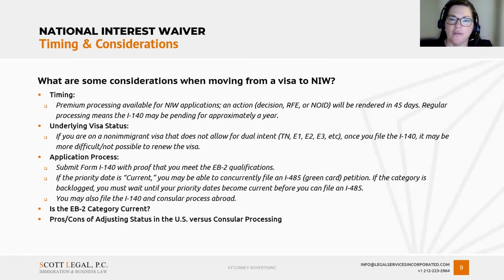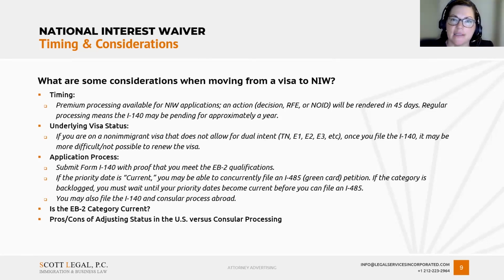When filing the I-140, you can file with what is called premium processing. This is offered for about $3,000. You can pay that extra fee to have the adjudication sped up in a way.